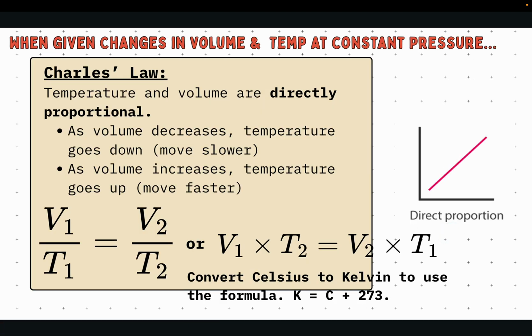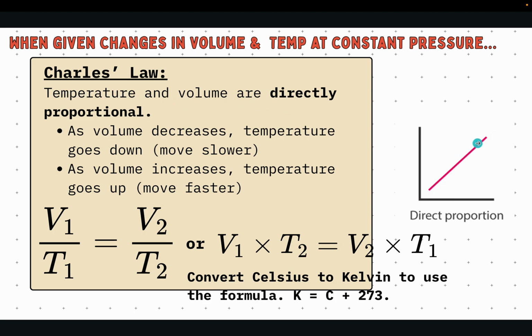Now we've got another law, Charles's law. So when given changes in volume and temperature at a constant pressure, which means that pressure is out of the equation right now, it's going to stay constant. So changes in volume and temperature. Volume, remember, is space taken up. Temperature is a speed. So Charles's law states temperature and volume are directly proportional.